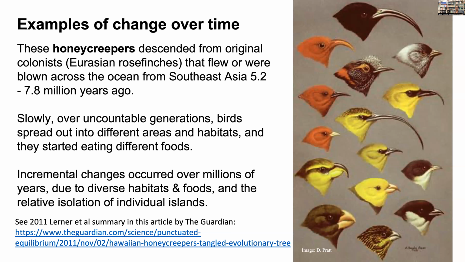Incremental changes over time due to diverse habitats, diverse foods, and the relative isolation of individual islands. And if you noted the timing, the arrival of these birds meant that they likely arrived when Oahu was where the Big Island is today. And as they moved out to different islands, you can have speciation that way. And then they can sometimes move back and you can have additional speciation. So just amazing that they can get all of this through genetic work.